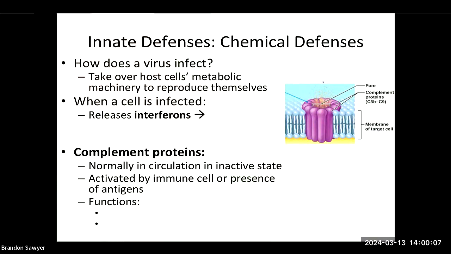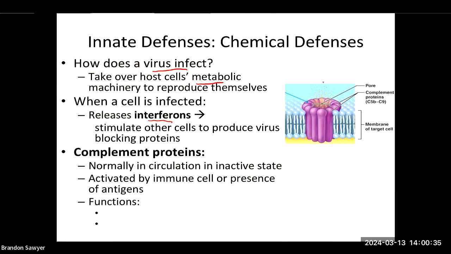Okay, viruses infect a cell by taking over a host's metabolic machinery to reproduce themselves. So viruses get inside of a cell, and then they pretty much take over the nucleus of the cell, cause that cell to start replicating the virus itself, right? And so when a cell gets infected like that, it starts releasing something called interferons. And interferons are one of those examples of cytokines, like the video talked about.